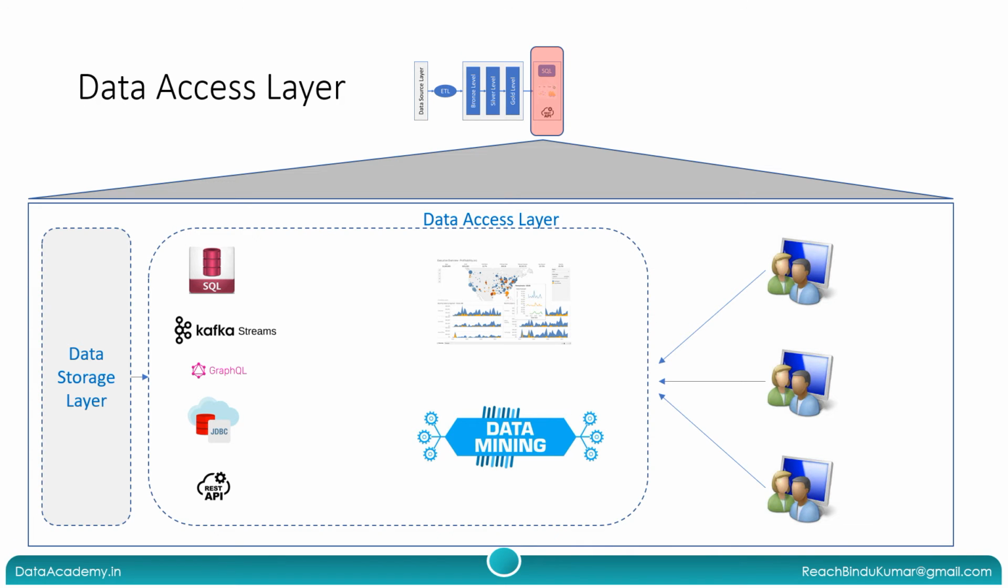Okay, let's move on to the last layer within a data integration project, which is the data access layer. As the name says, this is the layer where you access the data. Now you have put in all the hard work of collecting the data, taking it through the different levels, and finally the data is available. Now you have to make this data available to your end users.